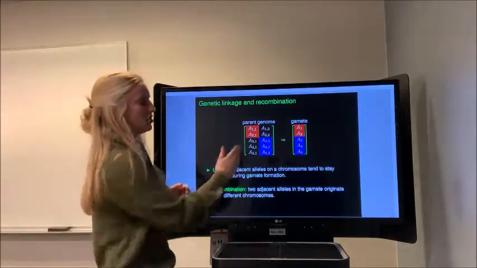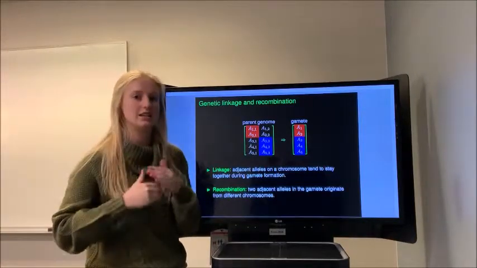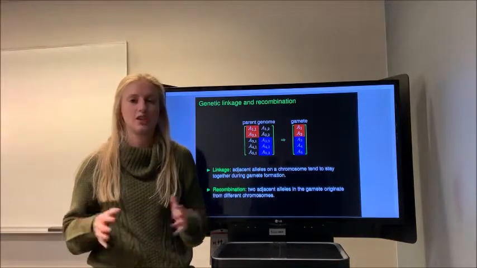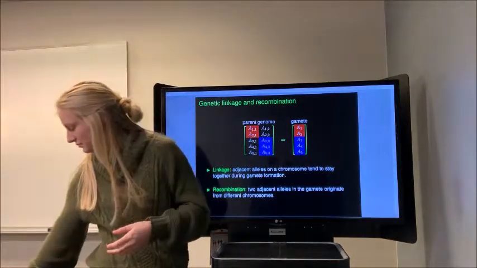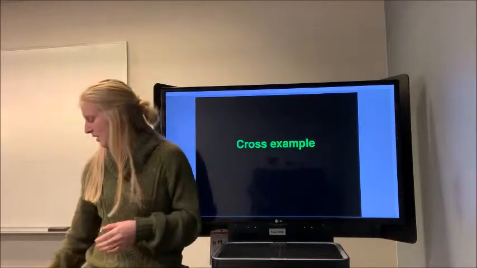However, occasionally it does jump to the other side of that chromosome, and then it goes on and continues that copying and pasting effect. That's what's known as genetic recombination. So now we just have a quick example going through that.